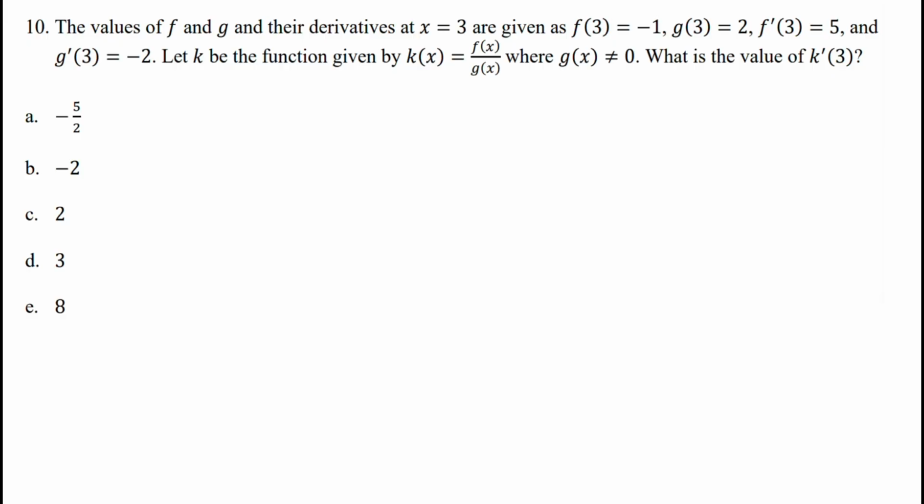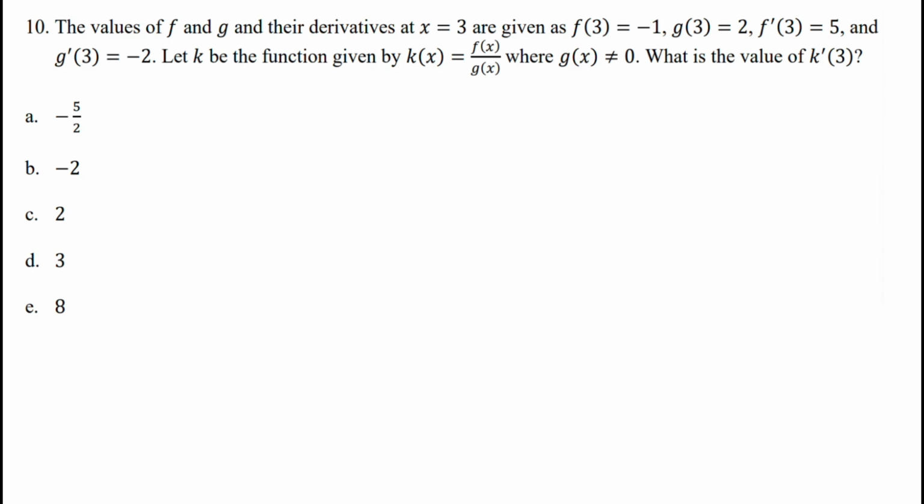For number 10, we are given two functions f and g that we don't actually know the explicit form of the functions, but we do know their values at x equals 3 and their derivatives values at x equals 3. And we're asked to find the derivative of k of x, which is the quotient of f over g, evaluated at 3. So we're just going to use the quotient rule here.